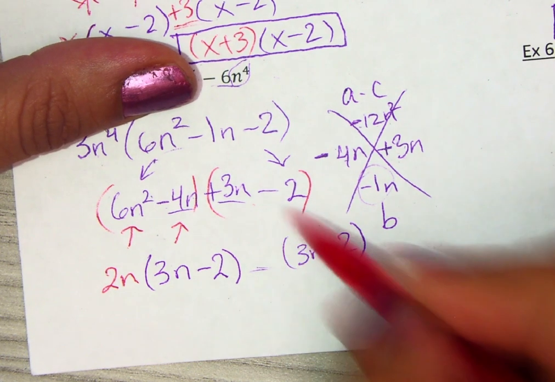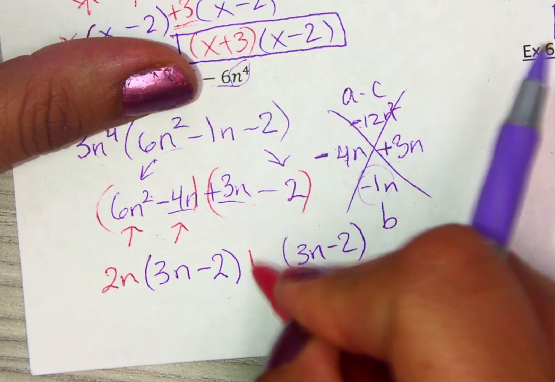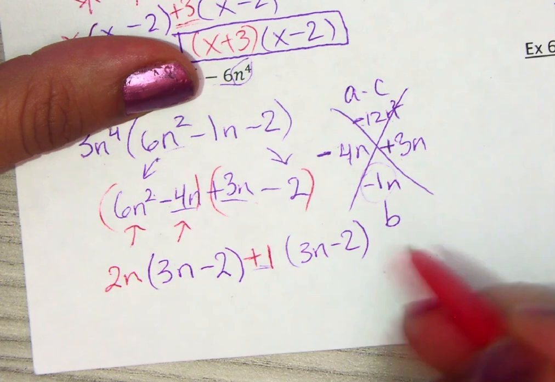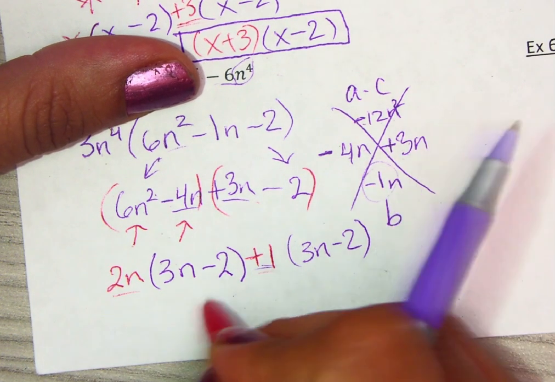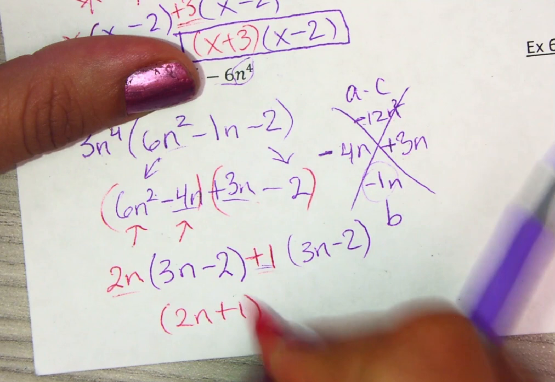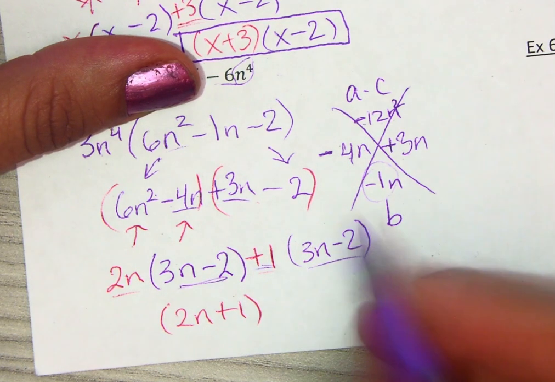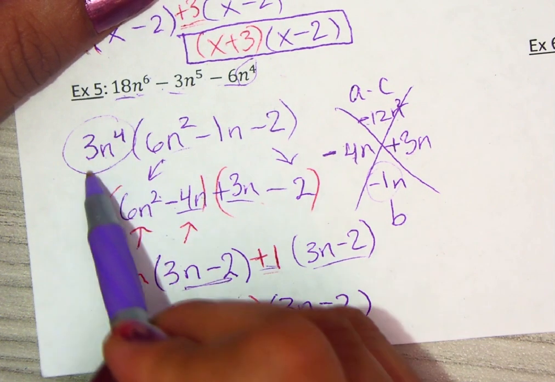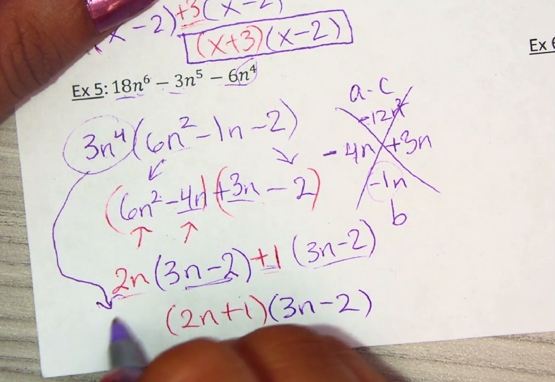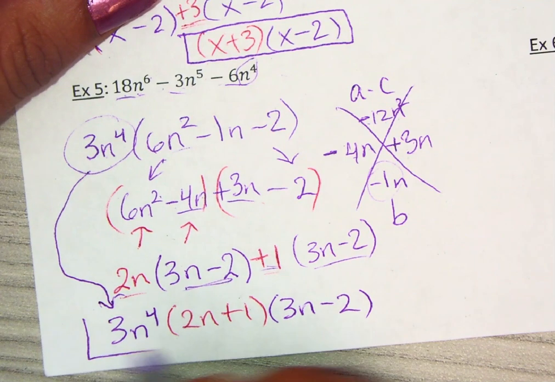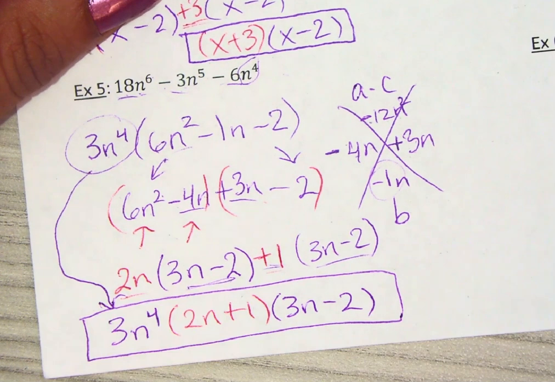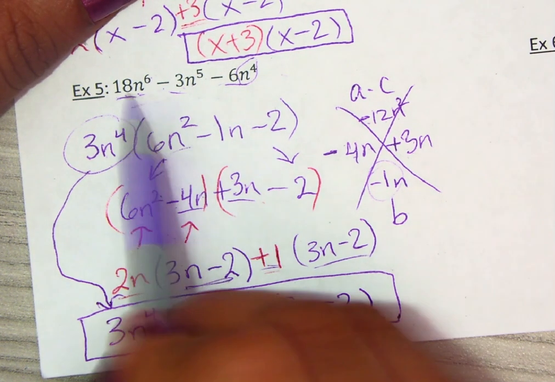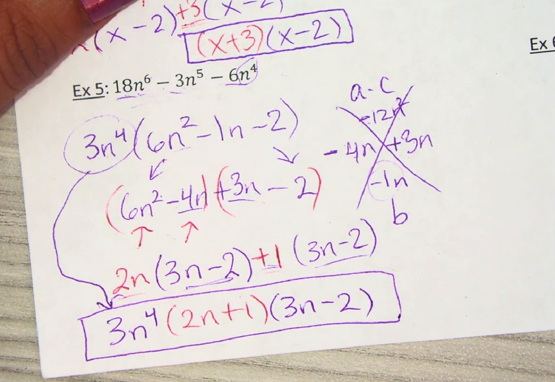And if you notice, it's exactly the same, which means we're going to just have a positive 1 here, because 1 times 3n is 3n, and 1 times negative 2 is negative 2. Once we have these, we're going to write 2n plus 1, and then the one that repeats, your other one, 3n minus 2. And then don't forget about this first one. This first one needs to also go in the very front, 3n to the 4th power. So these are your 3 factors after you factor all of these 3 terms.